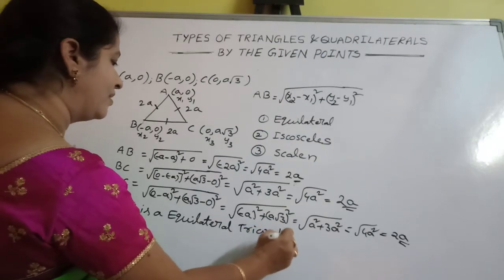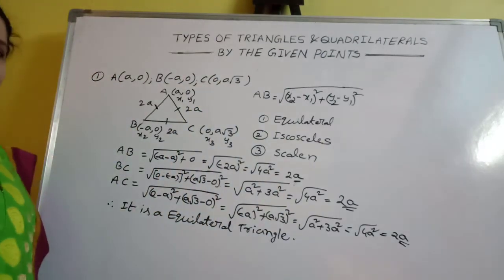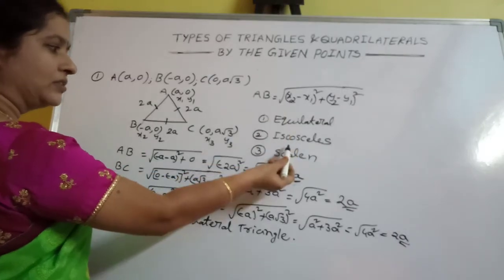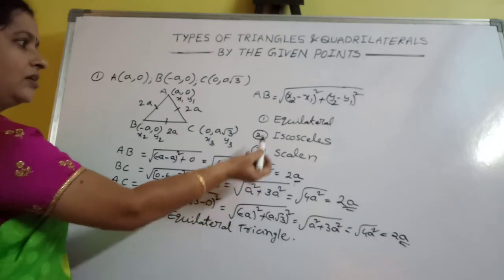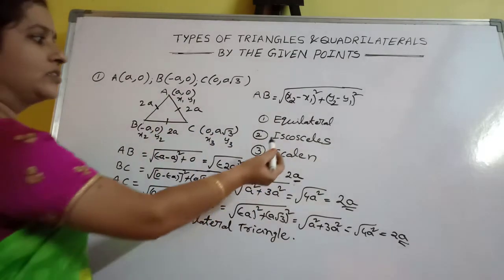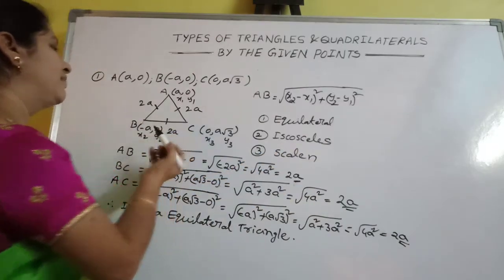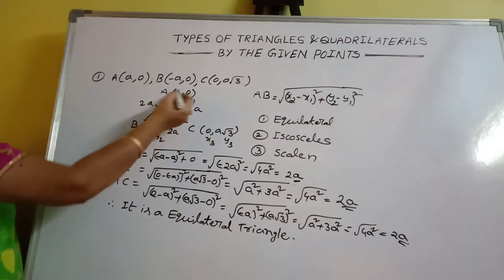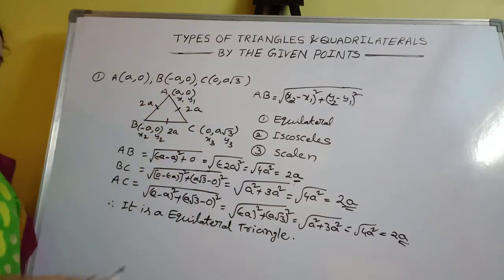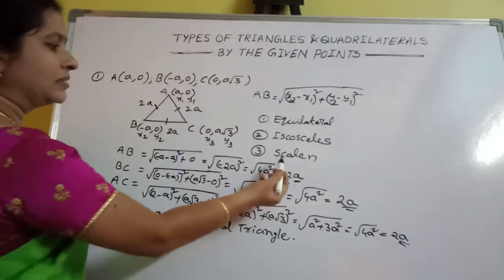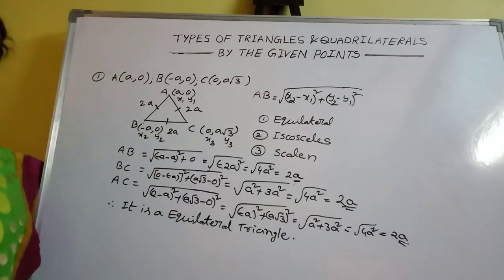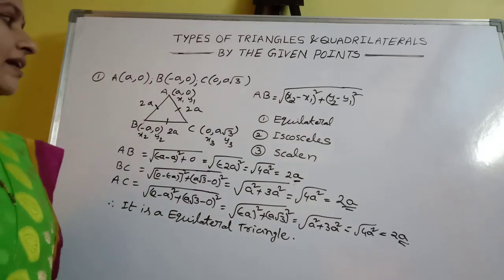In the same way, if three points are given like this, you have to check whether it is an equilateral triangle, isosceles triangle, or scalene triangle. For an equilateral triangle, all three sides must be equal. In an isosceles triangle, any two sides are equal. Suppose in a triangle AB equals BC but is not equal to AC, then it is an isosceles triangle. Scalene triangle means all three sides have different values.